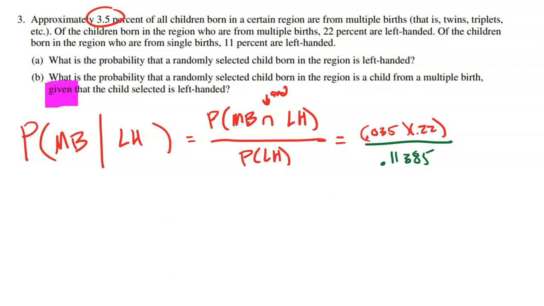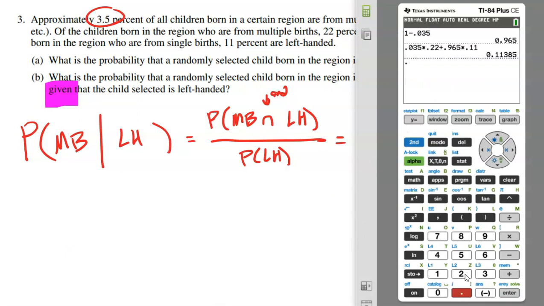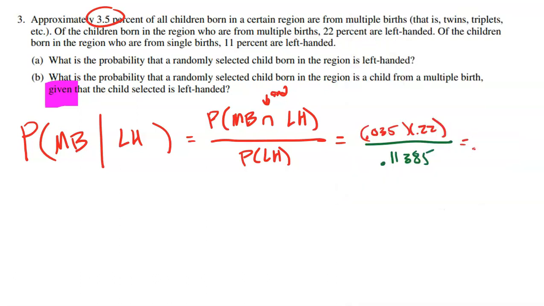So now I just got to go ahead and put all of that together on my calculator. 0.035 times 0.22, that's the numerator, divided by the 0.11385. And this is going to get me my conditional probability. And it is 0.0676. Easy, awesome, fantastic. All right, now for part C.